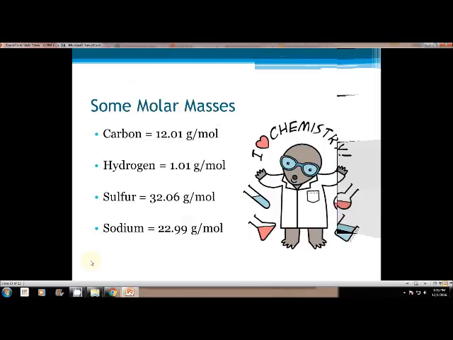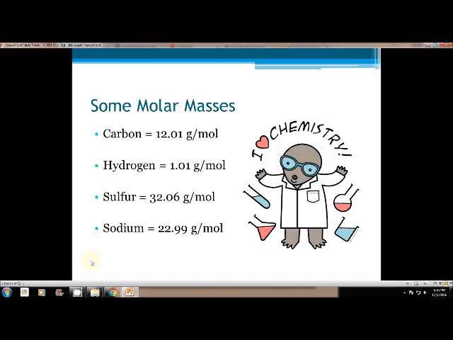These are some examples of molar masses, and I just looked at the periodic table and wrote them down. You don't have to write all 4 down, just write 1 or 2. Carbon has 12.01, hydrogen is 1.01, sulfur 32.06, and sodium 22.99. Notice how all of them have the unit g/mole. That's showing that 1.01 grams of hydrogen is equal to 1 mole of hydrogen, okay? Because mole is a unit that's unifying the whole periodic table.